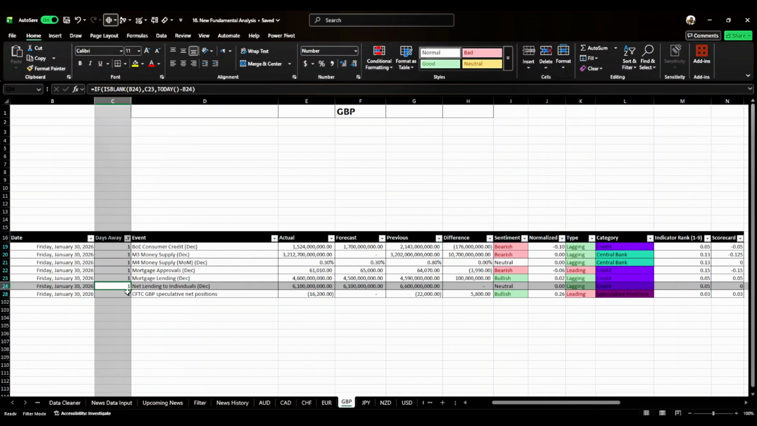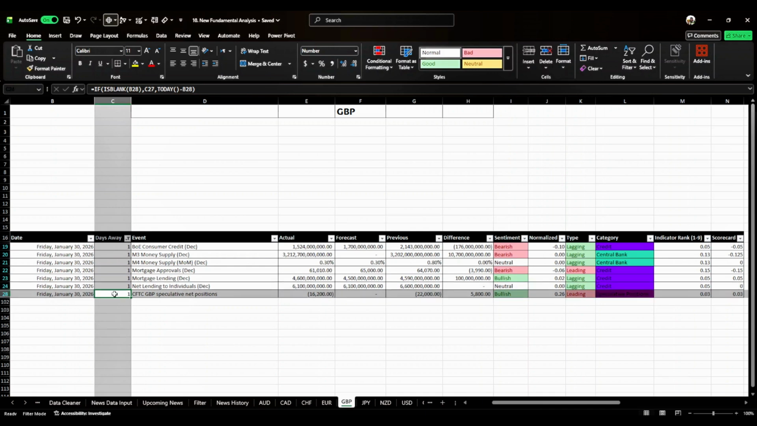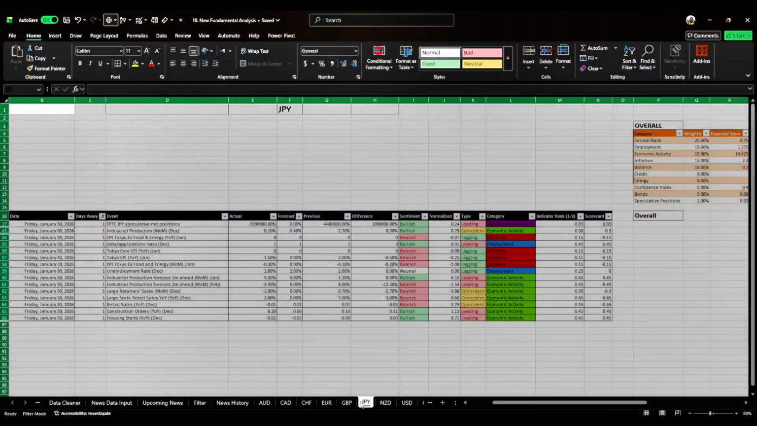It didn't beat the expectation we had. And then the British pound speculative stance. Now, what are the speculators saying? They are standing bullish for the British pound. Let's head into the Japanese yen.